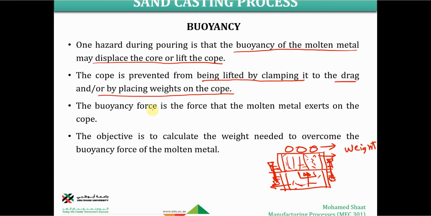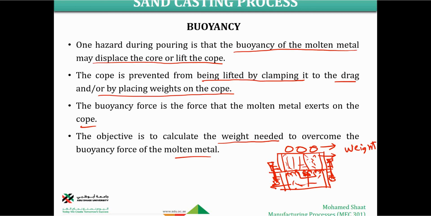So the buoyancy force is the force that the molten metal exerts on the cube at this surface. Like there is some pushing, as we mentioned before, this buoyancy force is going to keep pushing the cube, so we have to avoid it. The objective here is to calculate the weight needed to overcome the buoyancy force of the molten metal. How much weight should be added to avoid the buoyancy force.